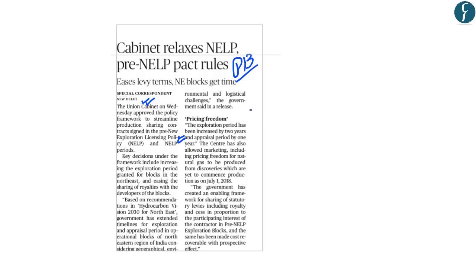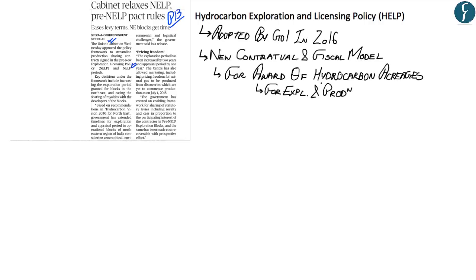So, what we'll do with regards to this article is try to understand the NELP policy and then again revise the HELP policy, or the Hydrocarbon Exploration and Licensing Policy. So now let us understand both of these policies. The Hydrocarbon Exploration and Licensing Policy was adopted by the Government of India in 2016, and it indicated the new contractual and fiscal model for award of hydrocarbon acreages towards exploration and production. This policy is applicable for all future contracts to be awarded.